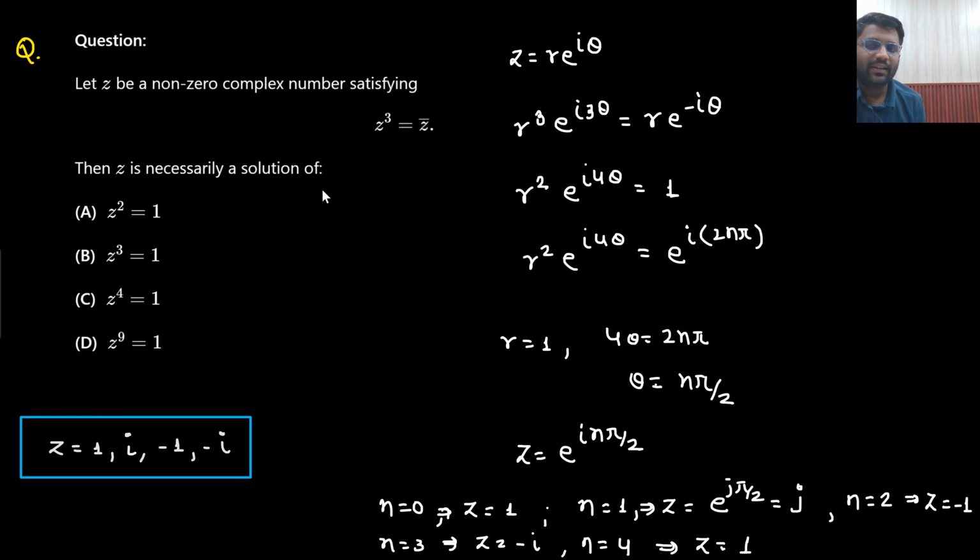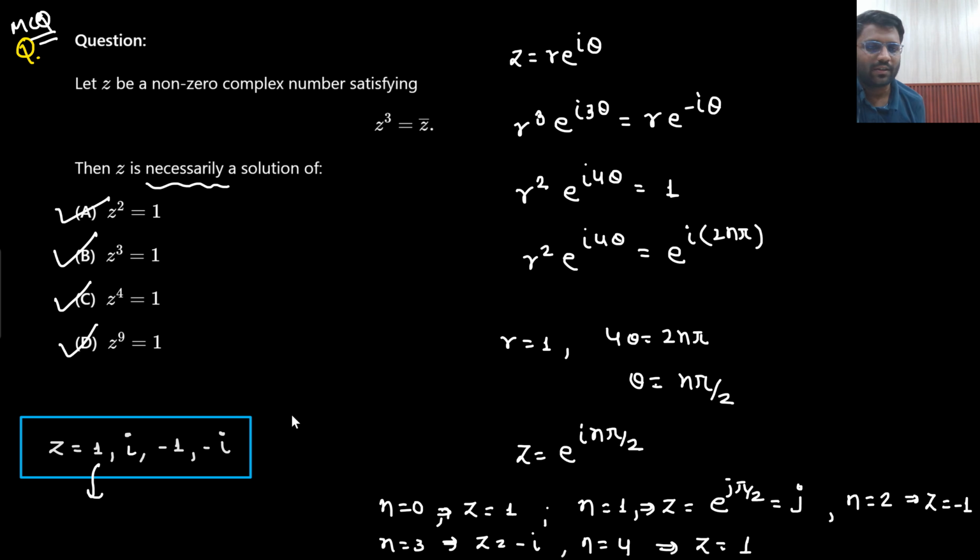Now Z is necessarily a solution of what? If I put Z equals 1 here, 1 square equals 1, so this equation is satisfied, and the other equations will also be satisfied. But they are asking necessarily a solution of. This is an MCQ question, only one option is correct. So 1 is satisfying everyone.